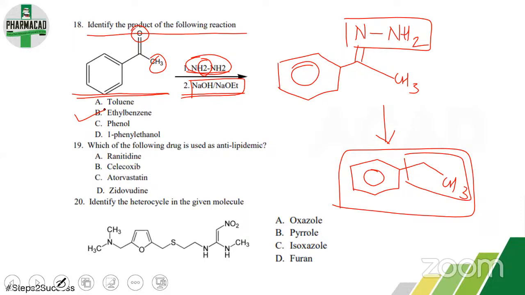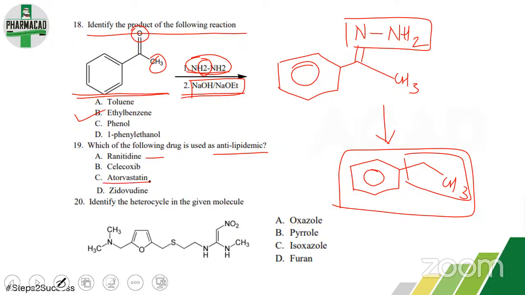Next question. Which of the following drug is used as anti-lipidemic agent? So the given options are, first is ranitidine. We know that ranitidine is used as antacid. Whereas the second option is celecoxib, which is used as NSAID.